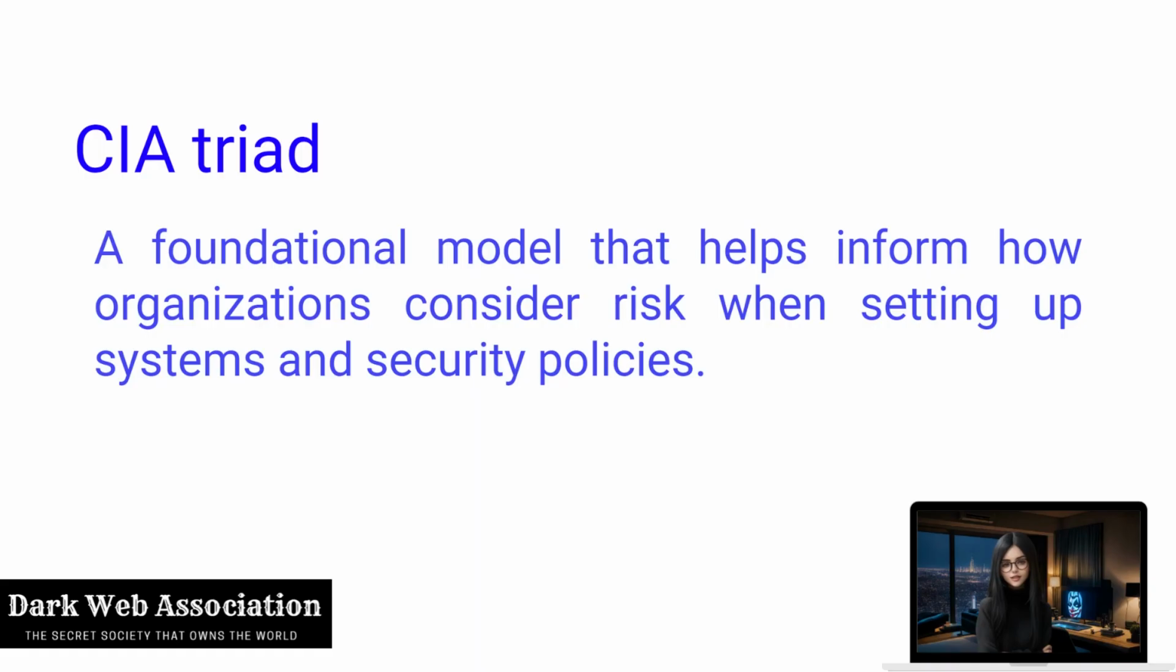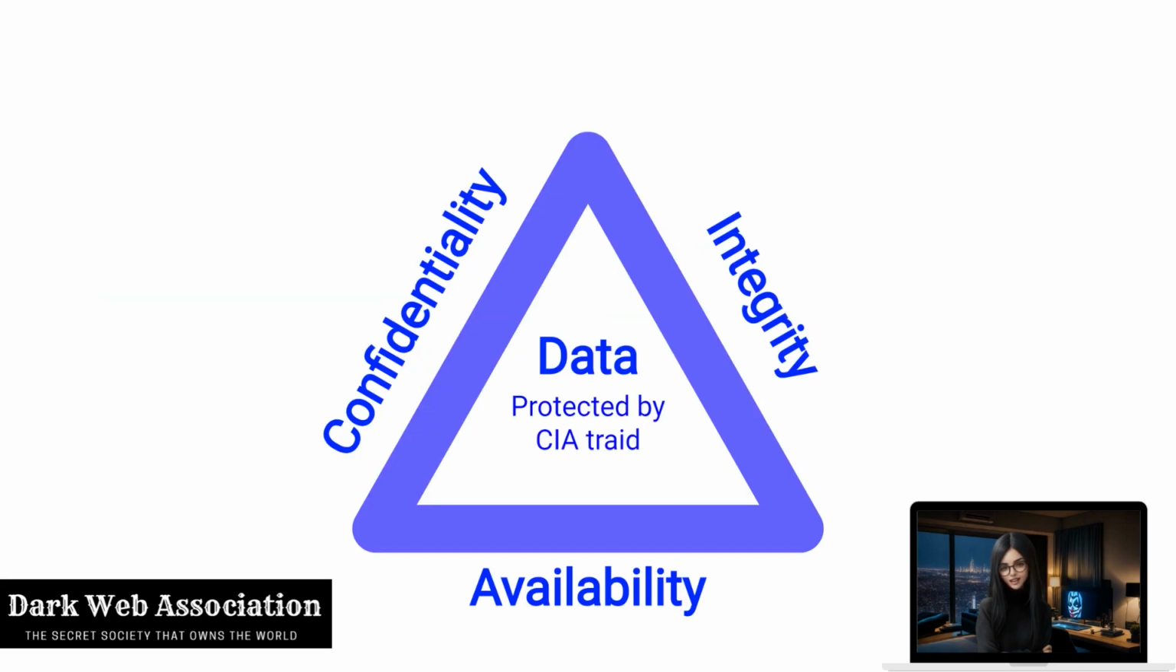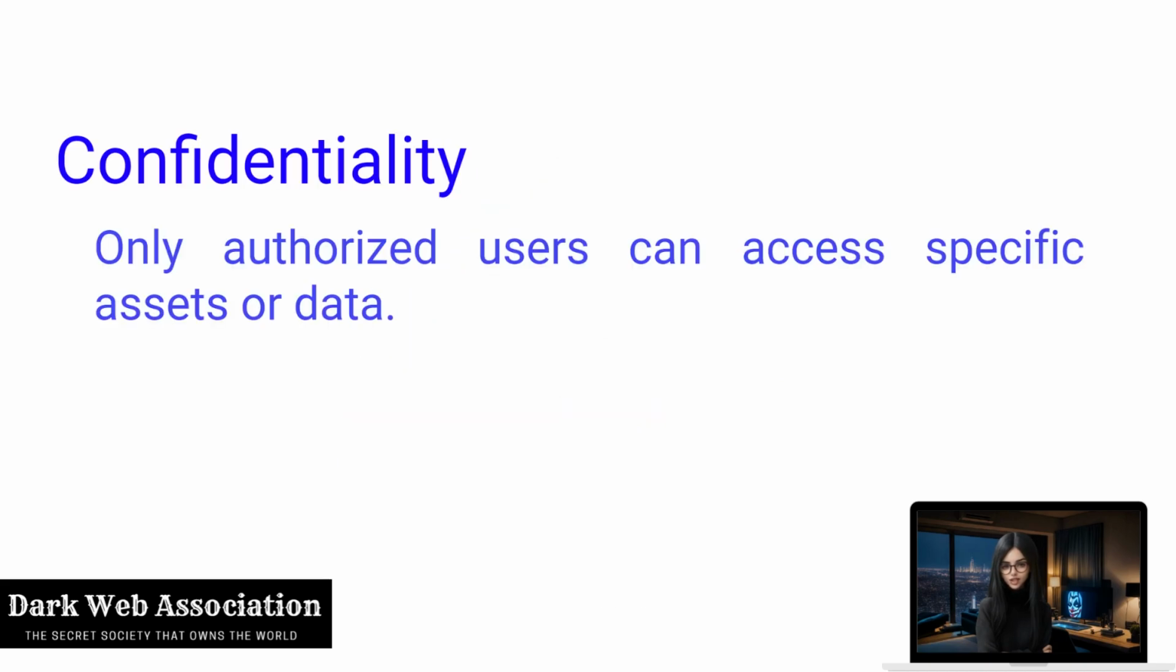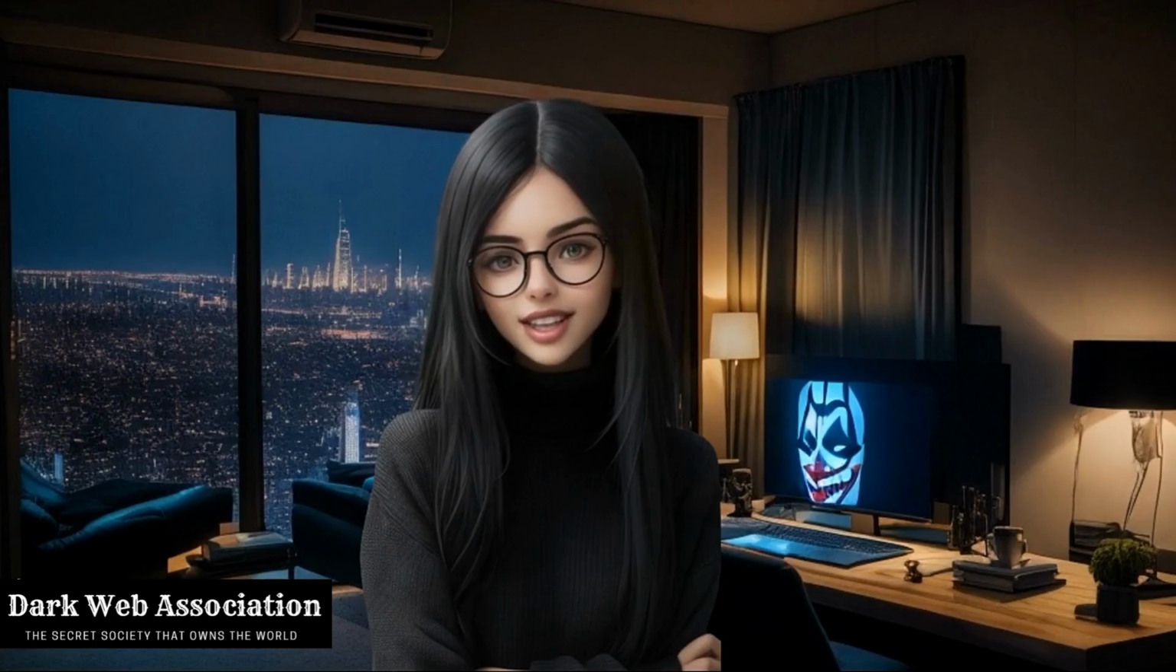Let's get started. The CIA Triad is a foundational model that helps inform how organizations consider risk when setting up systems and security policies. CIA stands for confidentiality, integrity, and availability. Confidentiality means that only authorized users can access specific assets or data. For example, strict access controls that define who should and should not have access to data must be put in place to ensure confidential data remains safe.